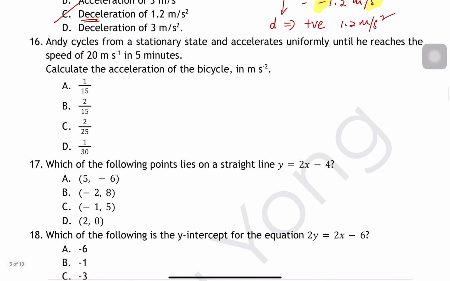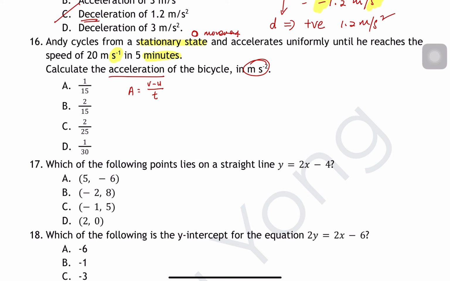Okay, so question 16. A cyclist starts from a stationary state. Stationary means it is not moving, so it is zero movement, where your initial speed is 0 as well. And he accelerates uniformly until he reaches the speed of 20 meter per second in 5 minutes. Then you are looking for the acceleration in meter per second squared. To get your acceleration, again, you will need to use V minus U over T. But over here, you need to synchronize the units of your time first.